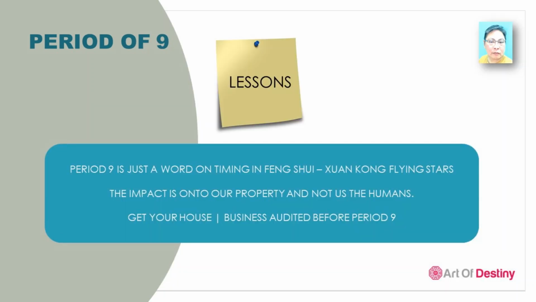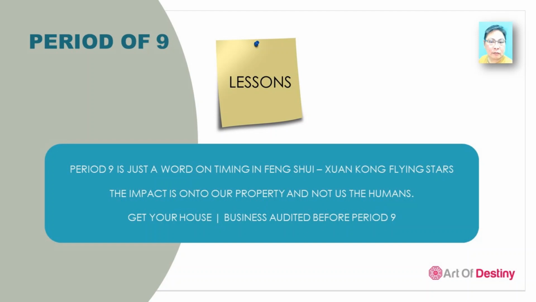So some of the take-home lessons would be that period 9 is just a word on timing, right? It's just talking about a time period in our life, a time period in feng shui, especially the feng shui of Xuan Kong Flying Stars. Now the impact is on our property and not on humans, meaning that feng shui affects your property. It doesn't mean in period 9 you're going to highlight your hair red, put on more red lipstick, wear red, buy a red car. No, that's not the way. It doesn't apply to human beings.